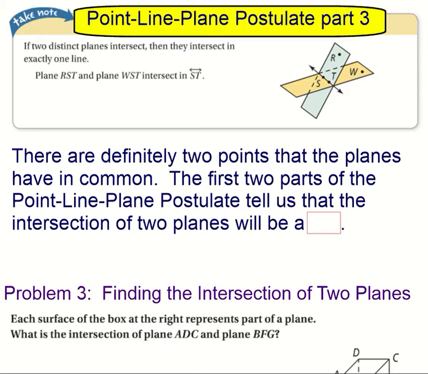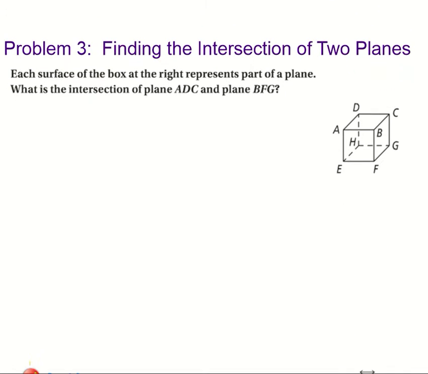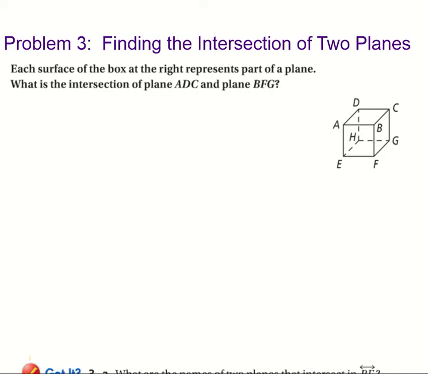And so for planes, there's definitely 2 points that a plane has to have in common, and we know that because of our postulate 1 when we said that a line is made up of exactly 2 points. And so the point line plane postulate tells us that it'll be a line, that intersection of 2 planes. And so if we're going to find the intersection of 2 planes, each surface of this box to the right is part of a plane. So we've got 6 different planes because there's 6 different sides.